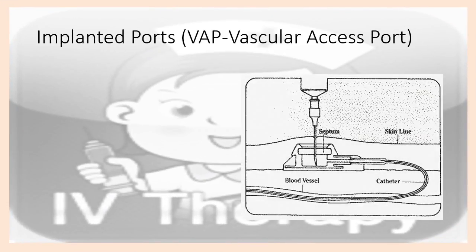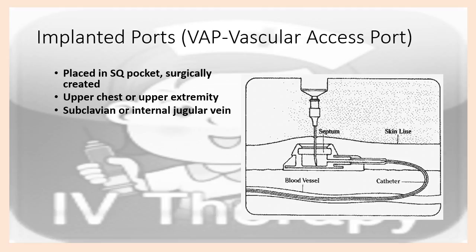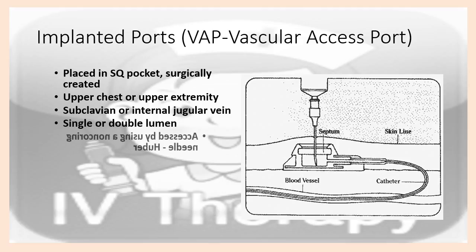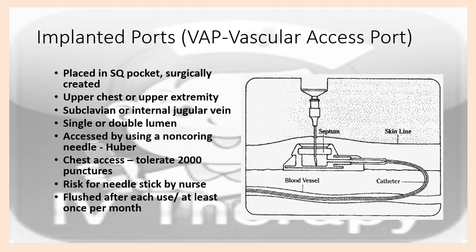Okay, moving on to implanted ports or vascular access port, VAP. It is placed in a sub-Q pocket surgically created, generally located in the upper chest or the upper extremity. It involves the subclavian or the internal jugular vein. It will either be a single or double lumen. Access is used by a non-coring needle only, also known as a Huber needle. It is accessed through the chest, and these implanted ports can actually tolerate 2,000 punctures. There is actually a risk for needle stick by the nurse. It is flushed after each use and at least once per month.